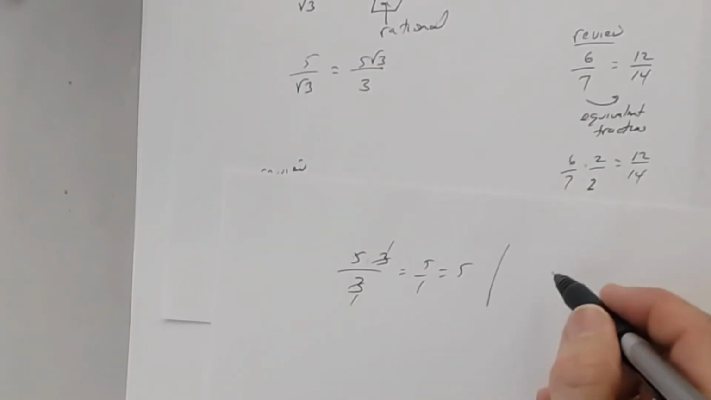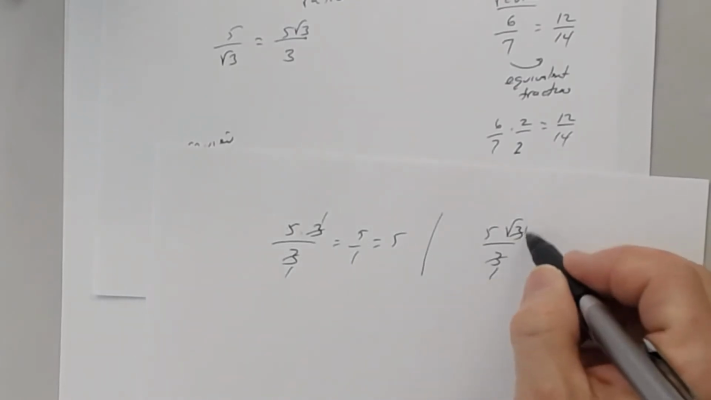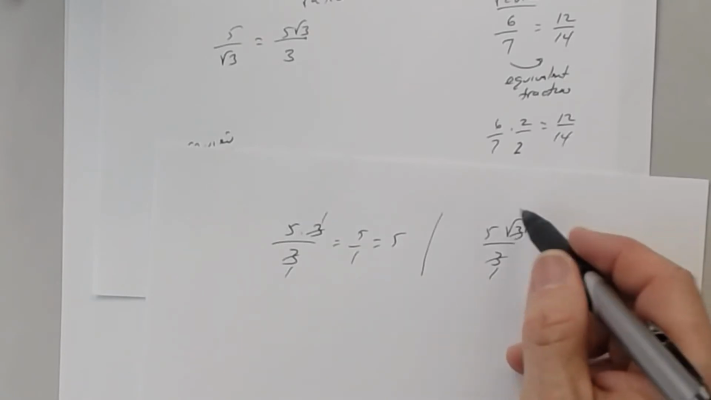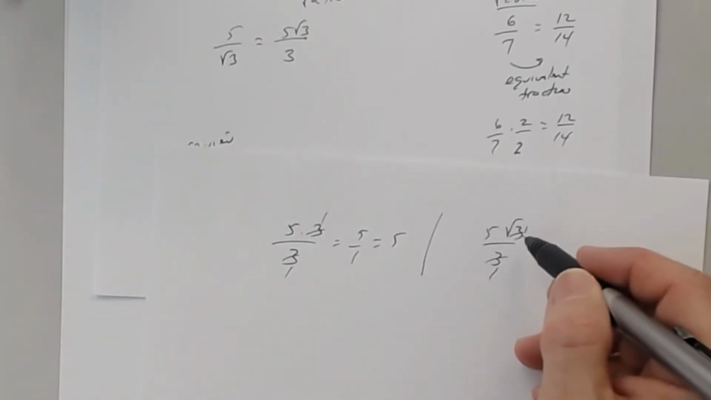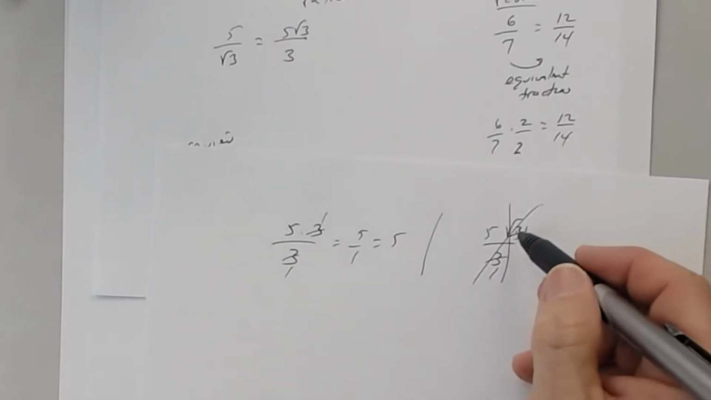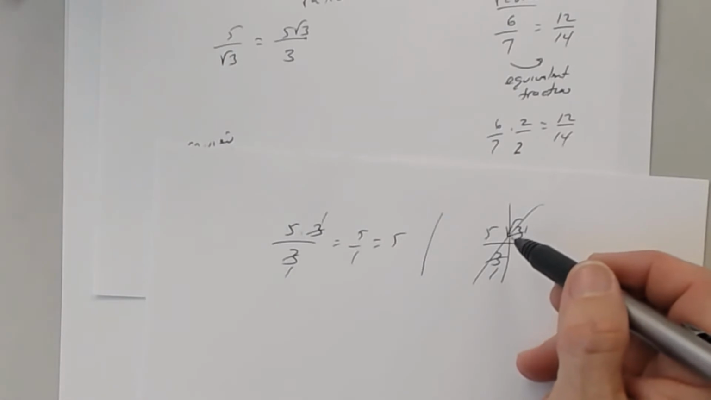Okay. I'm going to ask you this. I have 5 square root of 3 divided by 3. Can I say this? 3 into 3 is 1? No. Because that is not a 3. That's the square root of 3. This is not correct. The square root of 3 is not 3.